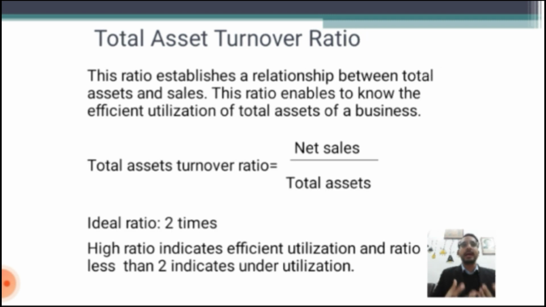Total assets turnover ratio. This ratio establishes a relationship between total assets and sales. This ratio enables us to know the efficient utilization of total assets by a business. Total asset turnover ratio is equal to net sales divided by net total assets. The ideal ratio is 2 times. A high ratio indicates efficient utilization, and a ratio of less than 2 indicates under-utilization.